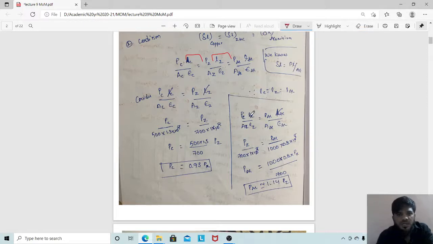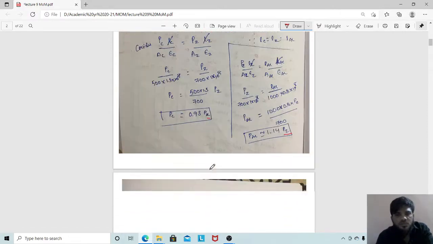So PZ LZ by AZ EZ is equal to PAL LAL by AAL EAL. So in this, again the lengths are equal as given in the problem. So substitute the values. AZ is 700. EZ is given as 1 into 10 to the power of 5. AAL is equal to 1000. E is given as 0.8 into 10 to the power of 5. 10 to the power of 5, 10 to the power of 5 cancel. This is 700. This is 1000. So we are substituting the values and we are going to get the relationship of PAL in terms of PZ. If you see here also PZ, here also PZ.